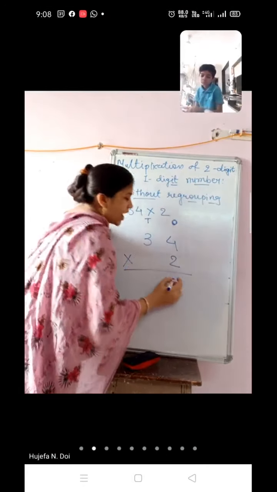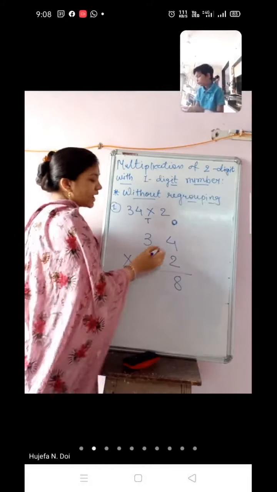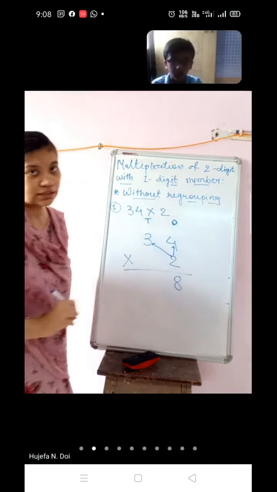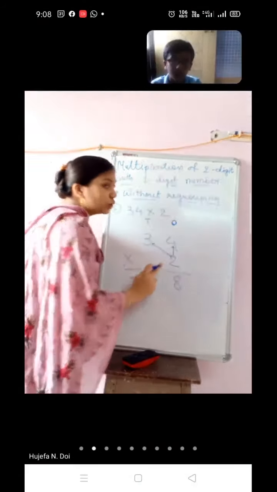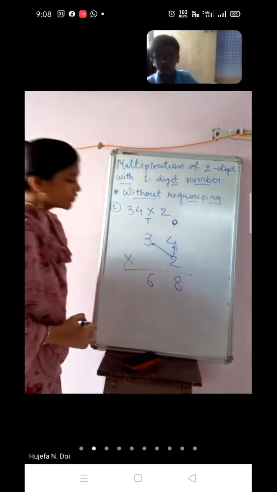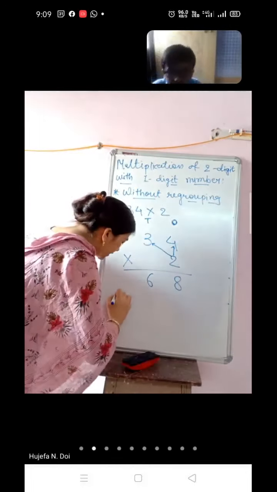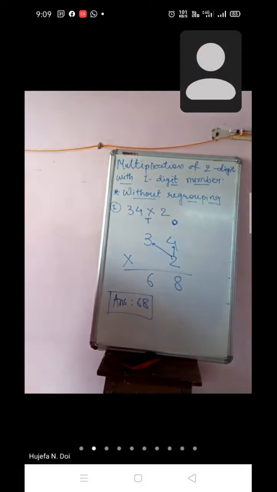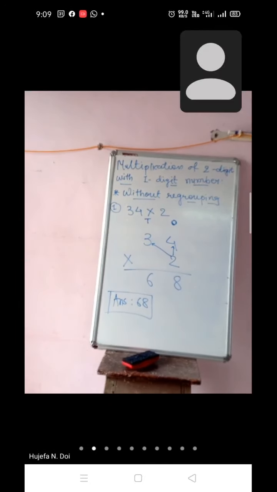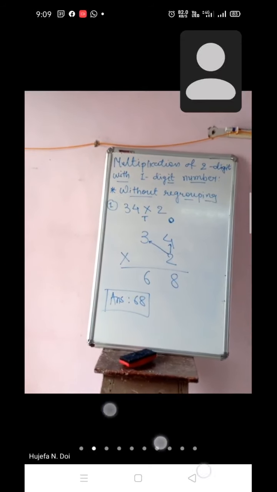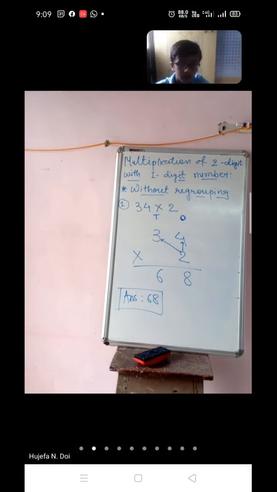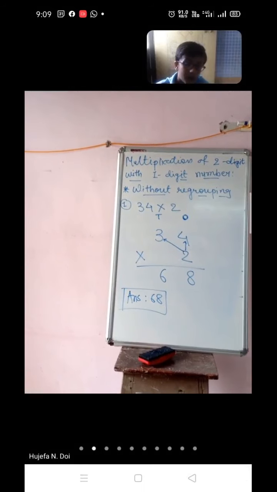4 twos are 8. Then first 2 ko 4 se multiply karna hai, phir 2 ko 3 se multiply karna hai. 3 twos are 6. So your answer is 68. Write it down. Answer is 68. Sab kuch likhna hai, heading also.